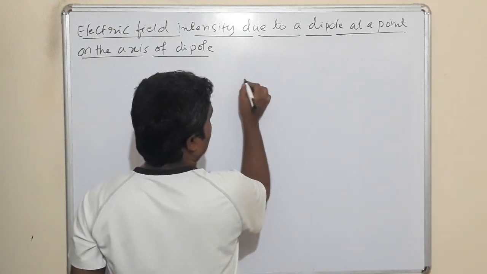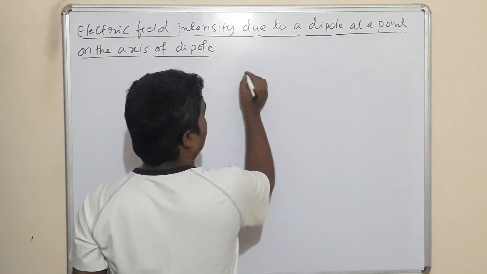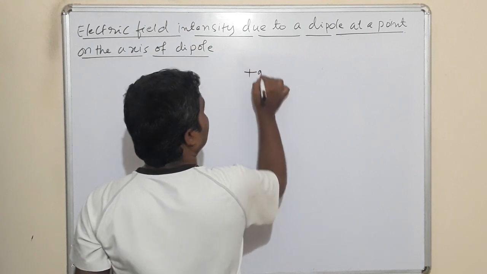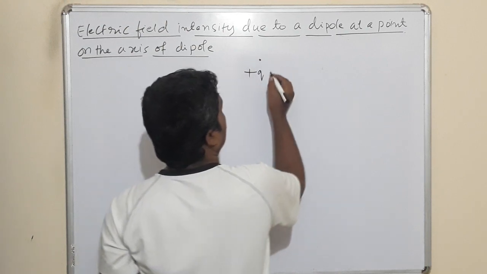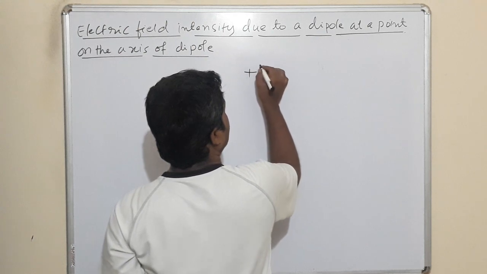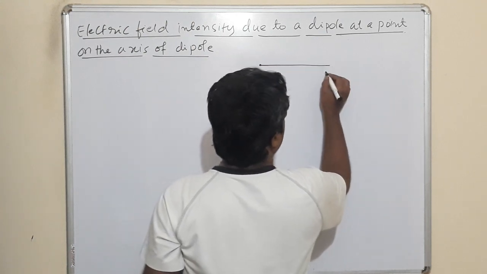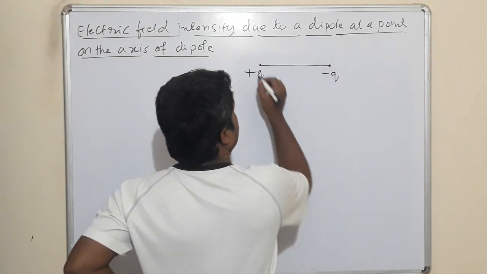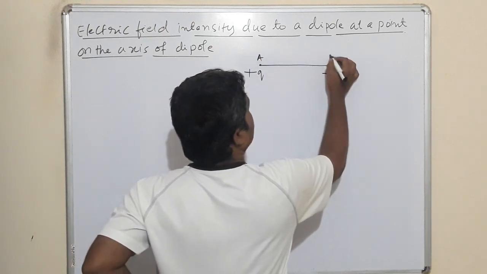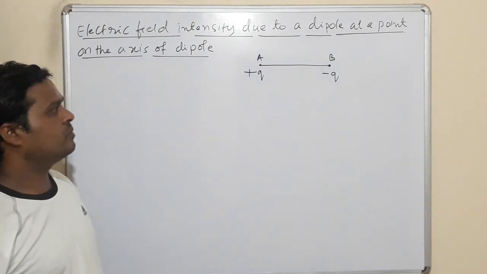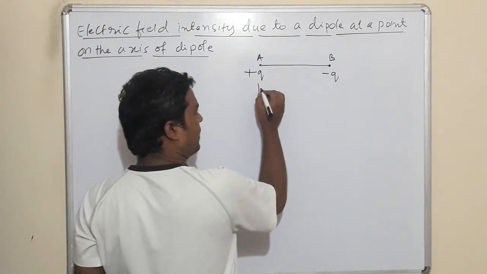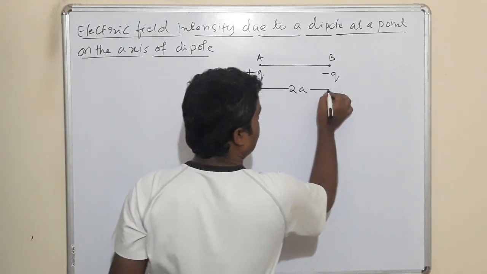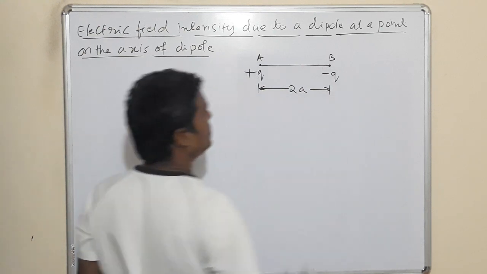I will draw it here so that you can take the point comfortably. This is plus Q placed at A. This is minus Q, which is placed at B. This is A and B. This distance, what I told, is conventionally taken as 2A.